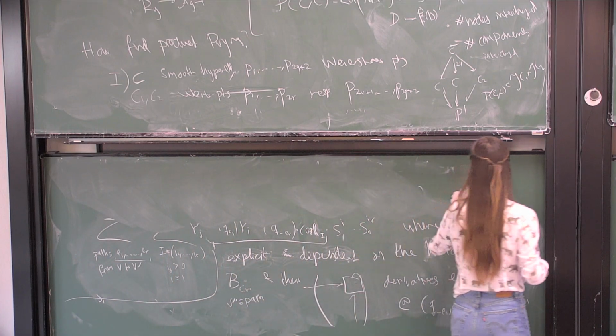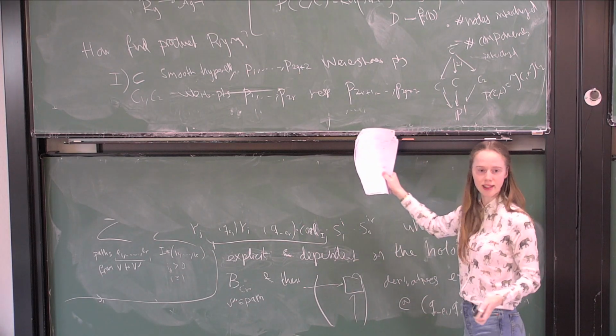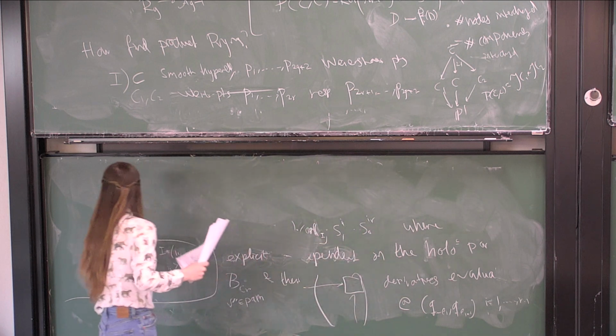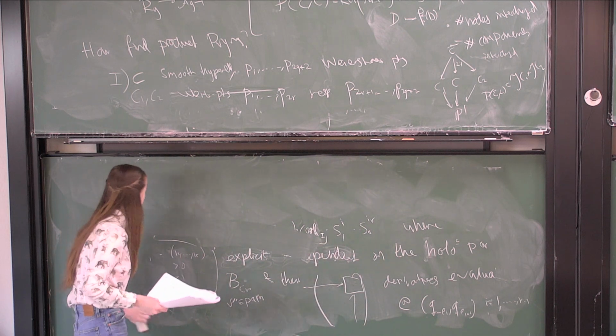So this is one instance where you can get a product. There are other ones, and I'm going to talk about them now. So this was the instance in the smooth locus.